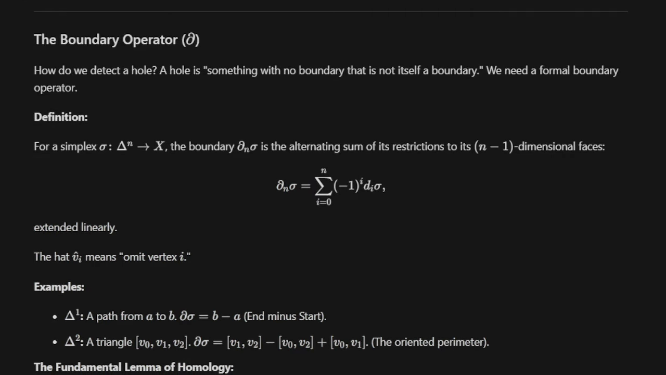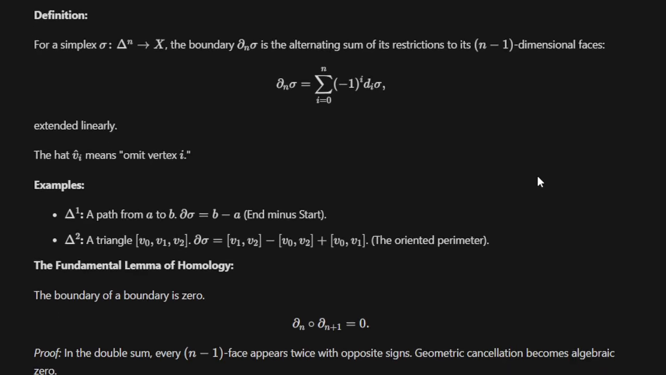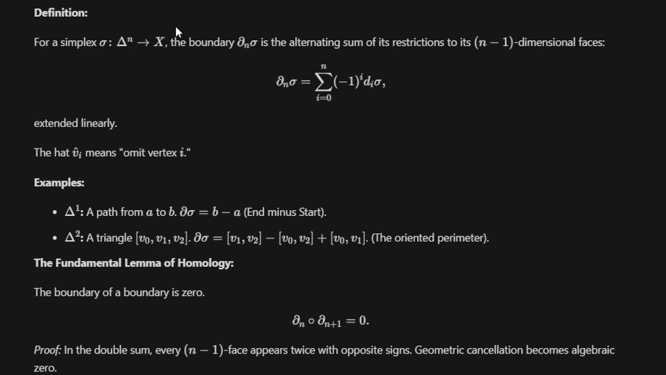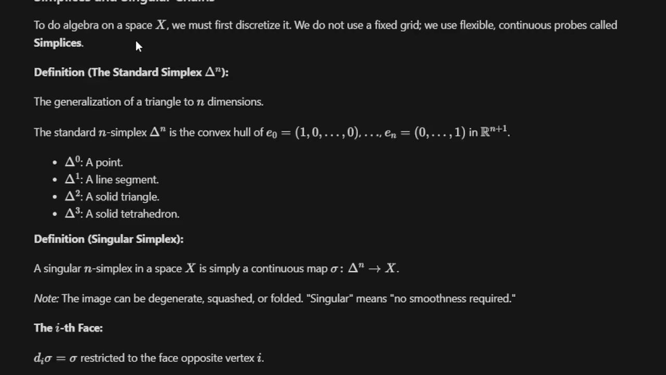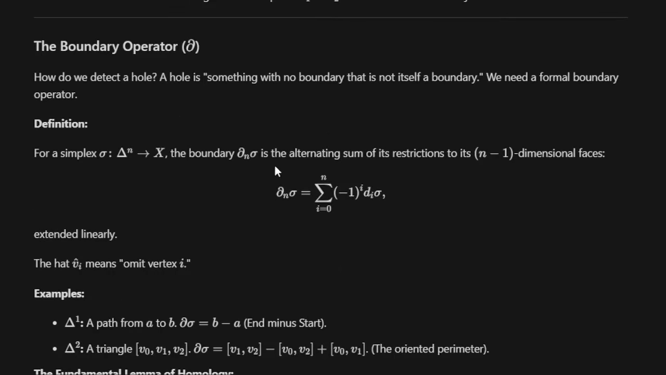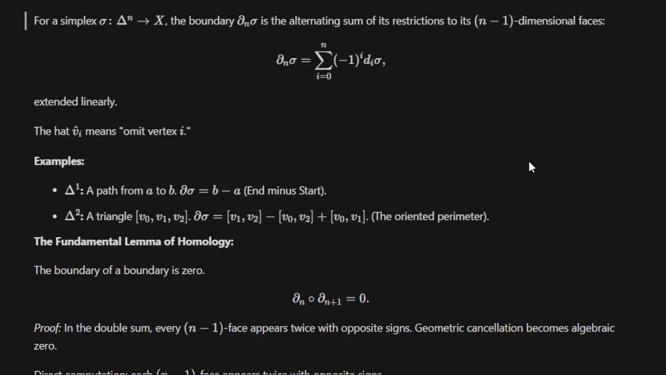So how do we define a hole algebraically? A hole is something with no boundary, that is itself not a boundary. So really, we need a formal boundary operator, and this is what simplicial algebra gives us. For a simplex mapping, again, the standard simplex to the topology, the boundary del sub n is the alternating sum of its restrictions to its n minus 1 dimensional faces, extended linearly.